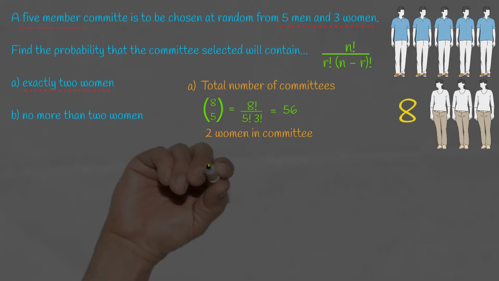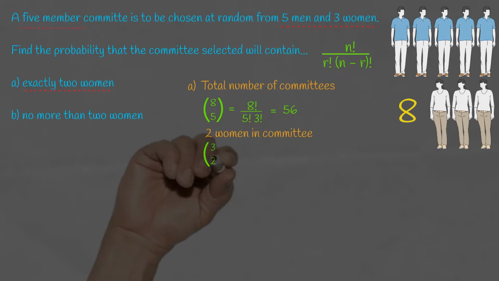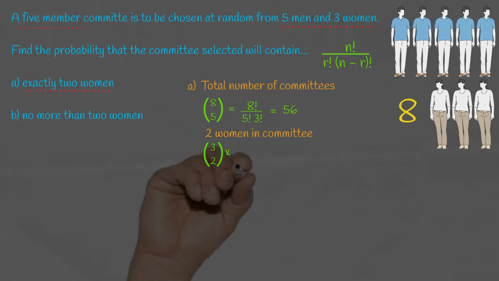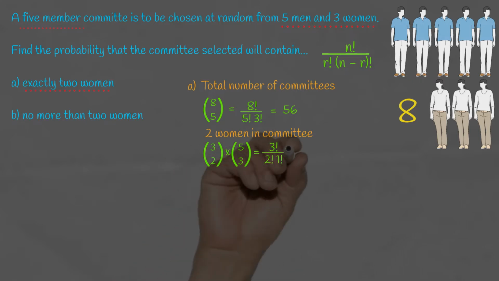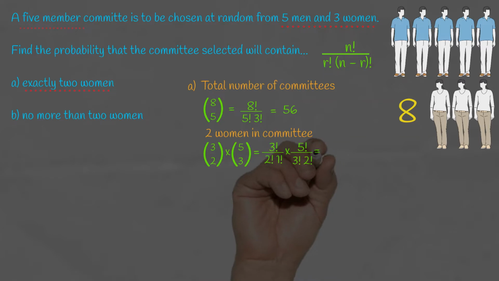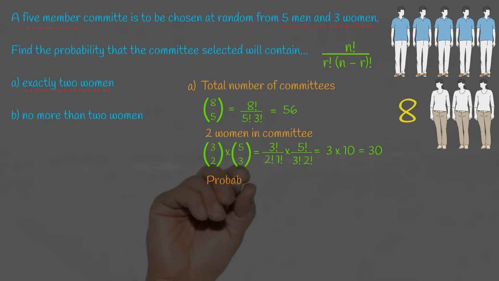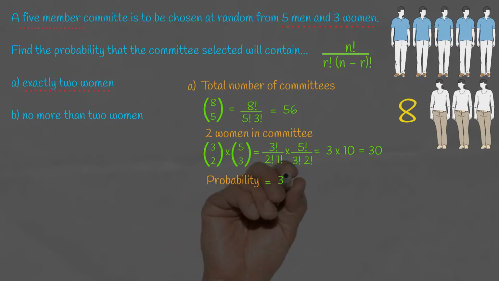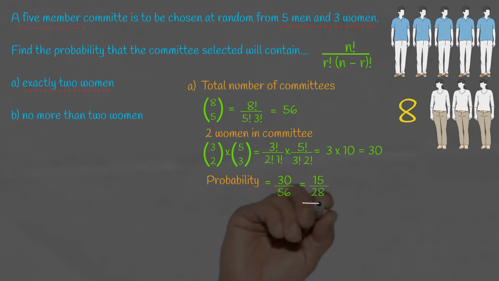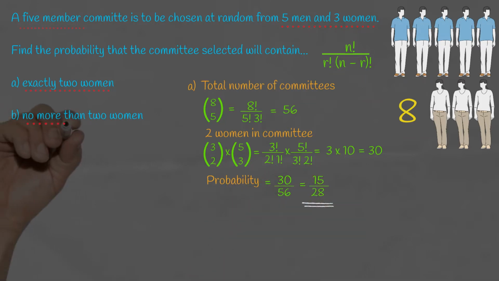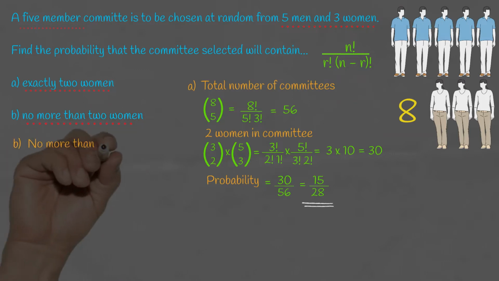But as we want exactly 2 women in the committee, we will have to choose 2 from the 3 available, which means we have to choose 3 men from the 5 available. If you put the numbers into the equation, you end up with 30 different ways to choose a committee that have exactly 2 women in it. And the probability is that number divided by the total number of committees, so 30 over 56, which reduces down to 15 over 28.